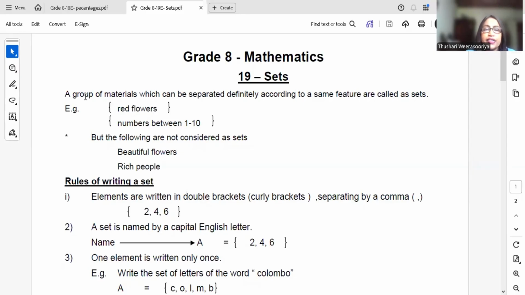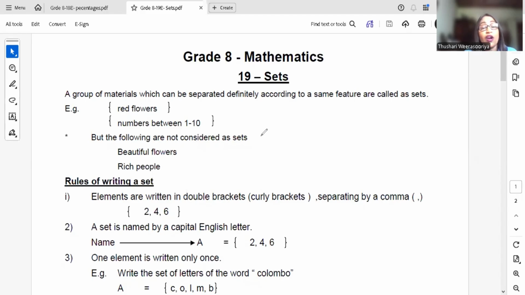What is a set? A group of material which can be separated definitely according to the features. Same features are called sets. Now, example, red flowers. By looking at the flower color, we can separate, right? Numbers between 1 and 10. When you write the sets, you write the curly brackets. Within the curly brackets, you have to write the set.